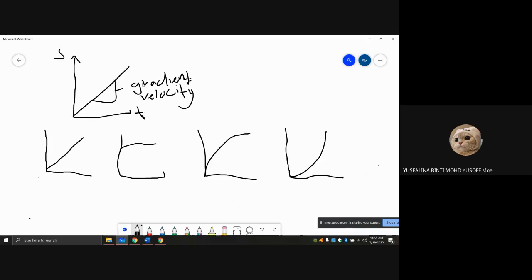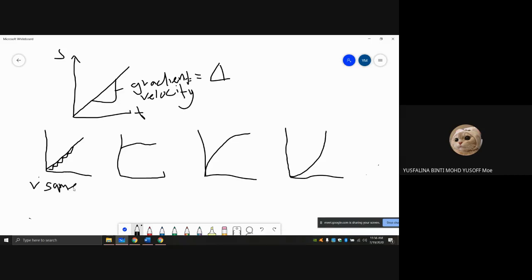I told you before that the gradient is actually equal to velocity, right? If you want to know the gradient, it is represented by the triangle. Like paper 3 also, when you want to find the gradient, you have to draw a triangle. So for this displacement against time graph, if I draw the triangle here, you can see the size of the triangle is the same. So the gradient is also the same, which means the velocity is the same, or uniform.